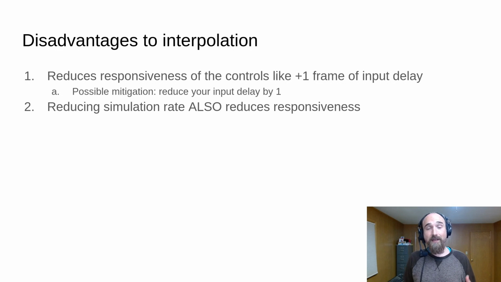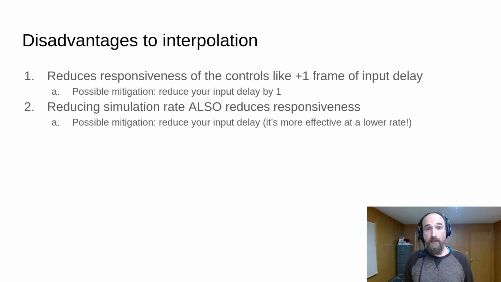If you're not only enabling interpolation, but also reducing the simulation rate, for example, to 30 FPS, that will decrease the responsiveness of the controls even further. Polling input every 33 milliseconds is less responsive than polling every 16 milliseconds, but again, you can reduce your input delay because the lower the simulation rate, the more effective the input delay actually is. If you have a latency of 33 milliseconds, at 60 FPS, you need an input delay of 2 to completely hide that. But at 30 FPS, an input delay of 1 will have the exact same effect.